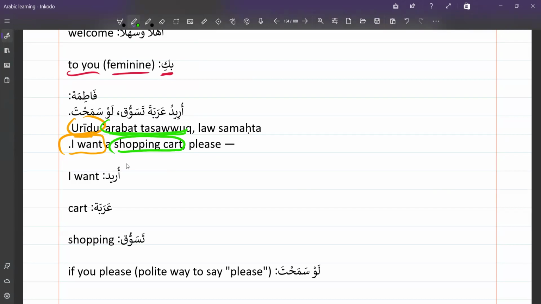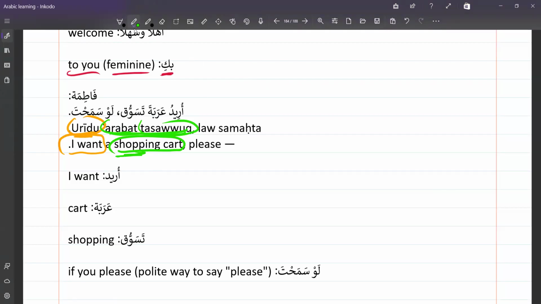Now, please learn this word, tasabbuq. This word means shopping. And arabat means cart. So when we say arabata tasabbuq, it means shopping cart. So Fatima is saying, Uridu arabata tasabbuq, I want a shopping cart.